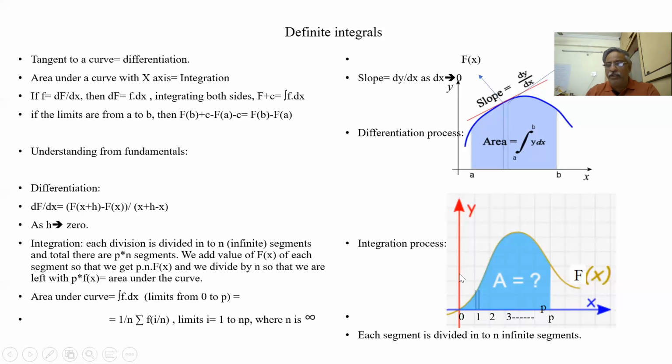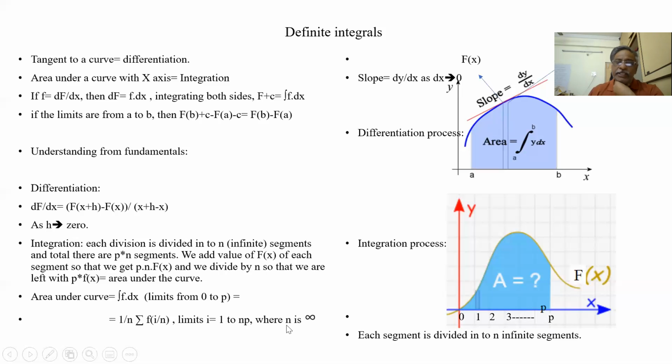Suppose it is a rectangle, then it becomes np into y by n. n gets cancelled, p into y is my area, length into width. So if it is a curve, I am adding all individual y's up to np times divided by n. So I am getting p into average y, that is nothing but the area.